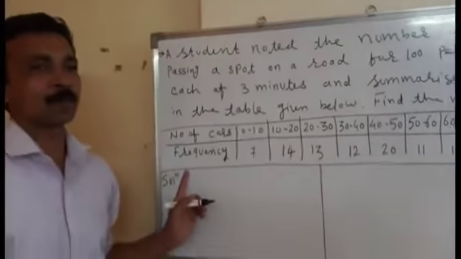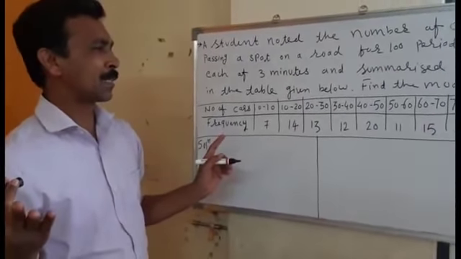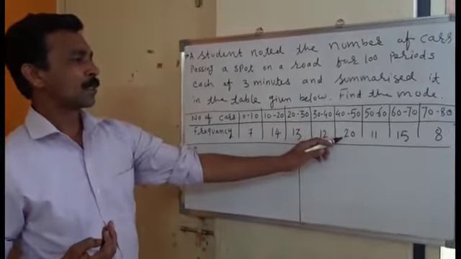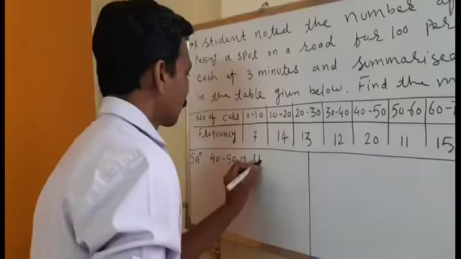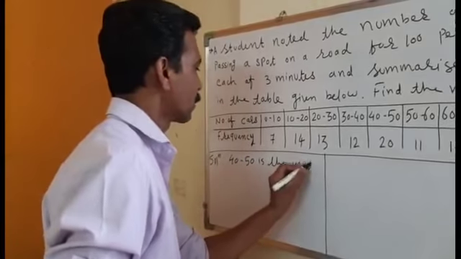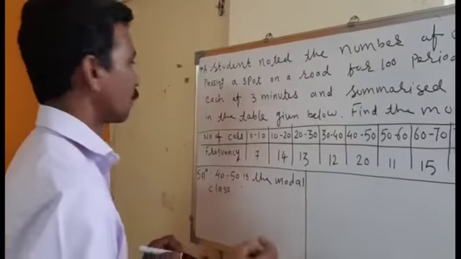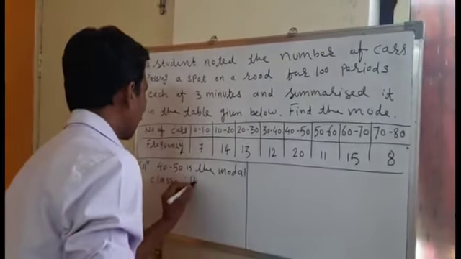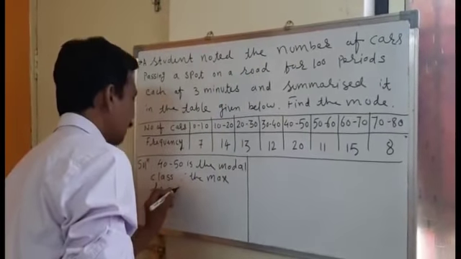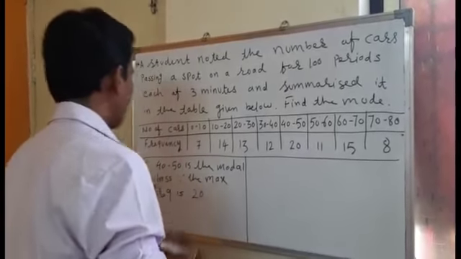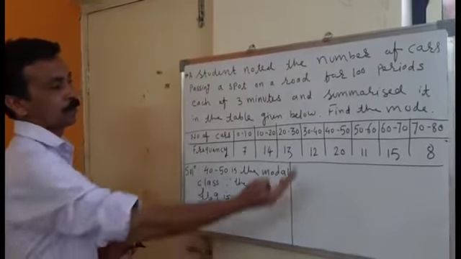Now I will solve this sum. Method is the same. First you have to see the maximum frequency. The maximum frequency is 20 here. So modal class is 40 to 50, since the maximum frequency is 20. L is equal to 40.